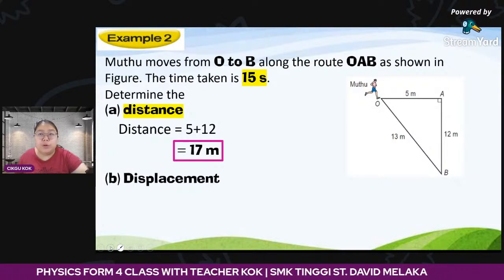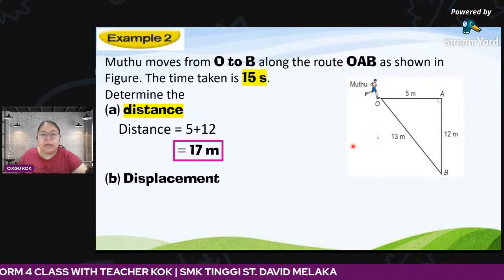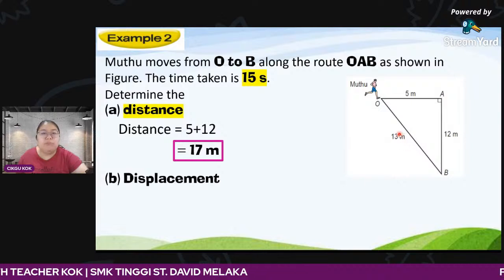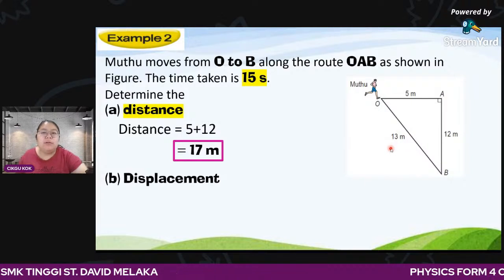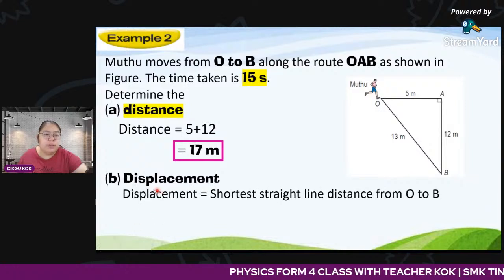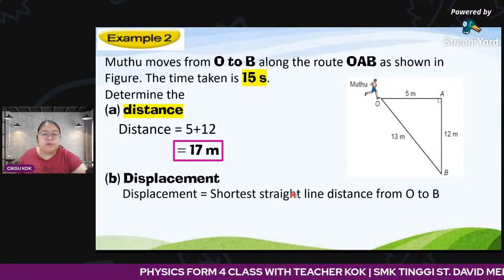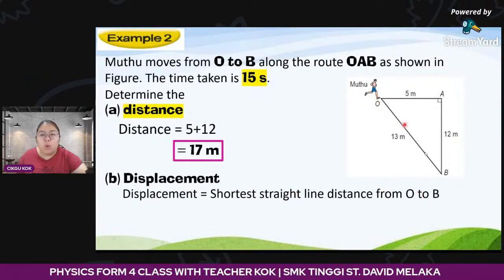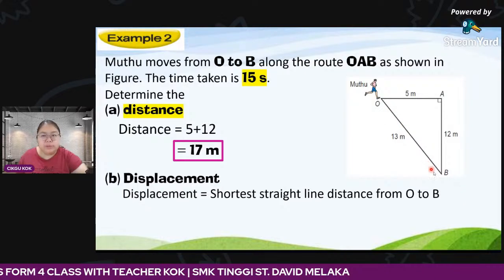Displacement, I no need to show already because the diagram has it already. But if the diagram never gave 13 meter, how do you find the displacement? So from here, they show for you. Okay, displacement means the shortest straight line distance from the O to B. Okay, this one we call displacement.